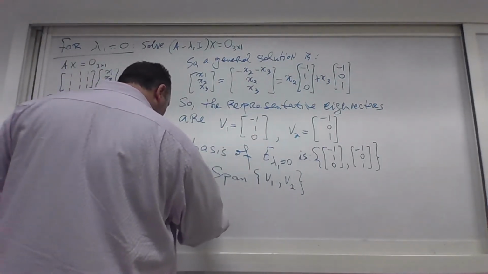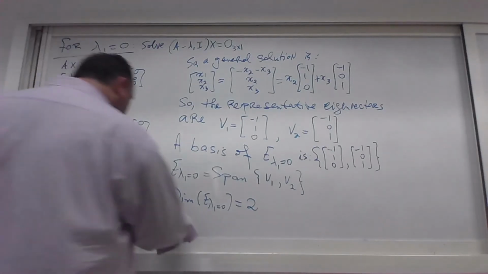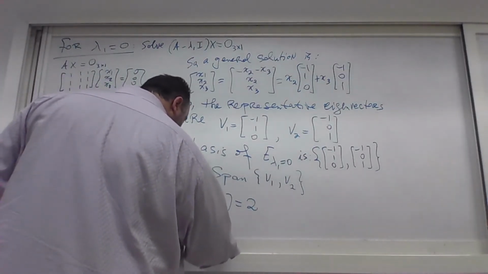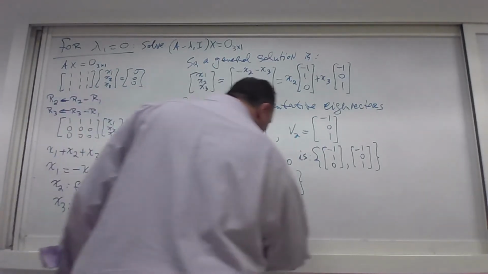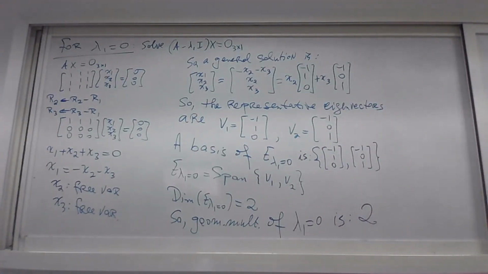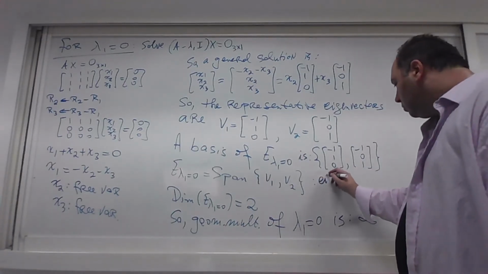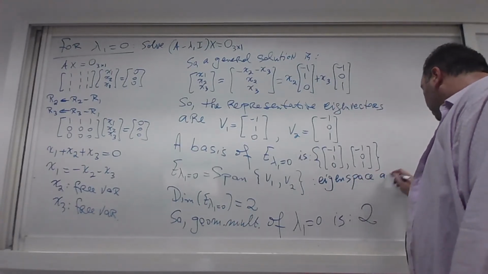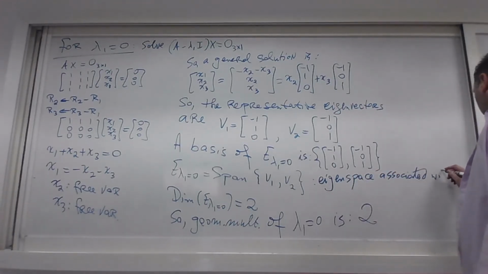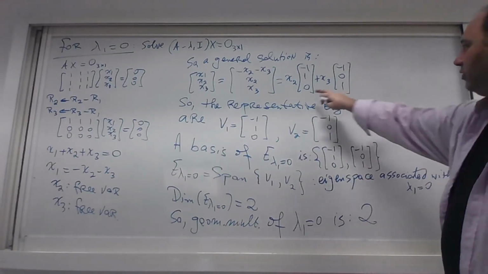So the dimension is obviously 2. So the geometric multiplicity of the eigenvalue is 2. Okay, so the eigenspace is generated by these two vectors, so we need to keep them. One of the bases for the eigenspace associated with lambda equals 0. So this eigenspace is generated by two vectors.